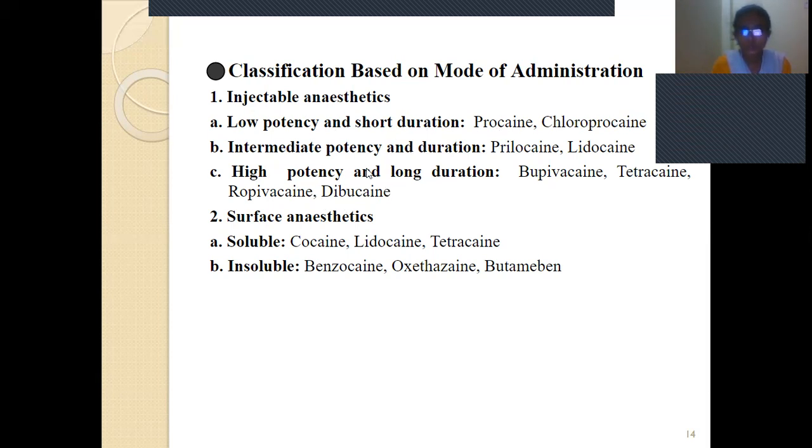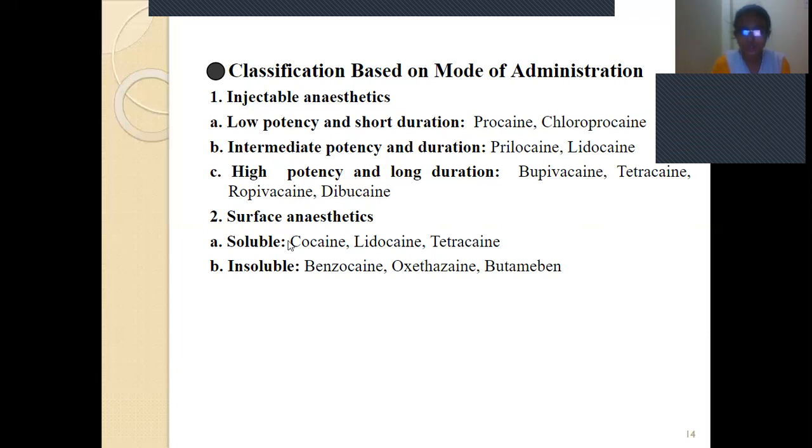So these are the drugs based upon injectable anesthesia. Low potency and short duration is procaine and chloroprocaine. Intermediate potency and duration is prilocaine and lidocaine. High potency and long duration is bupivacaine, tetracaine, ropivacaine, and dibucaine.